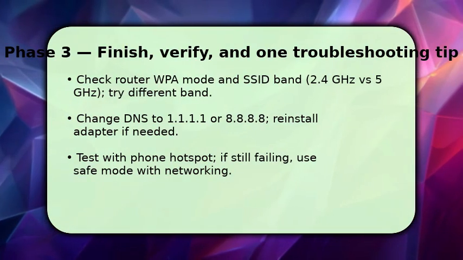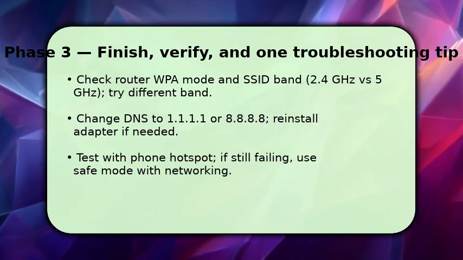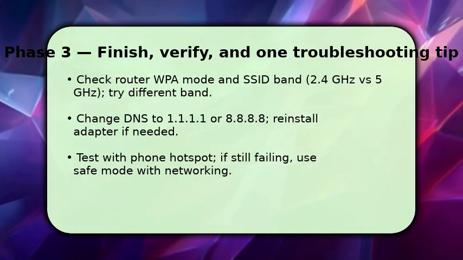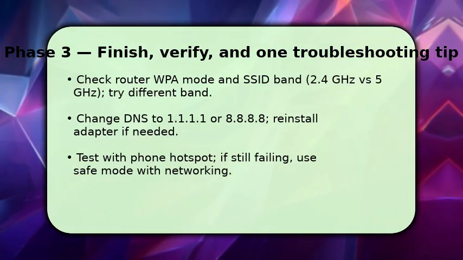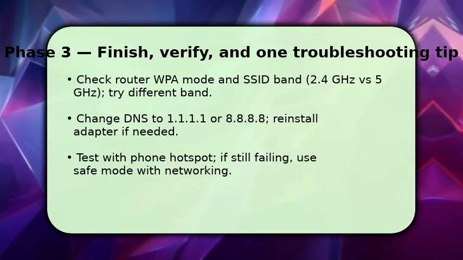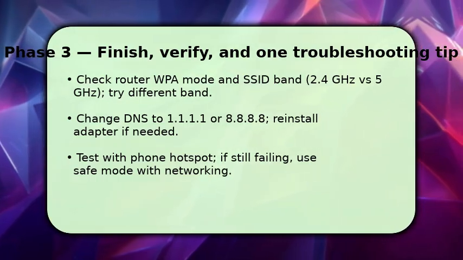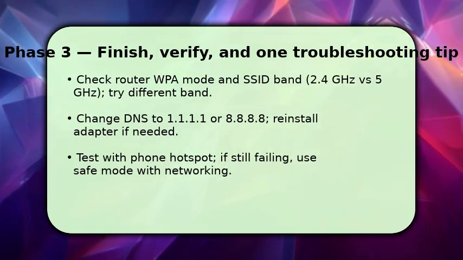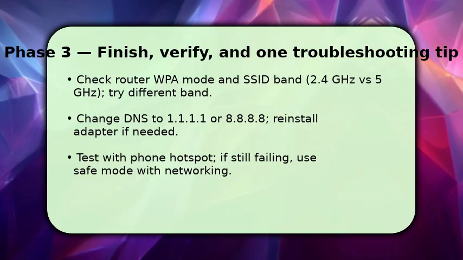Finish by confirming router security mode and band. Try connecting to the 2.4 GHz SSID if 5 GHz is flaky, and ensure WPA2 or WPA3 compatibility. Change DNS and adapter settings to 1.1.1.1 or 8.8.8.8 to rule out resolution issues.